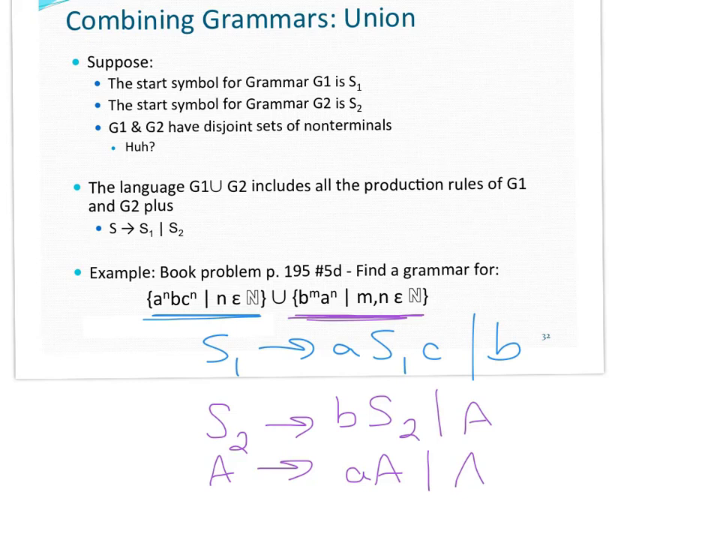Okay? All right, so let's just look at what I have here before. Suppose that the start symbol for grammar G1 is S1. Well, let's call this grammar G1, and it starts with S1. Suppose that the start symbol for grammar G2 is S2. Let's say this is G2 and it starts with S2. And G1 and G2 have disjoint sets of non-terminals. That means that all of the non-terminals in this first grammar do not appear in the second one and vice versa. So the only non-terminal in the first grammar is S1. The non-terminals in here are S2 and A, and neither of them appear there, so we're good.